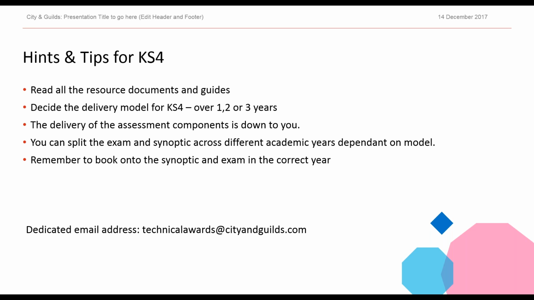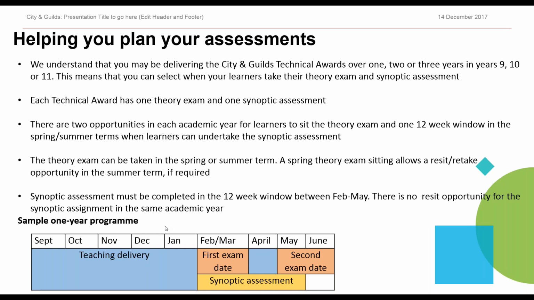So on the next slide, looking at how you can help plan your assessments. Each technical award has 1 theory exam and 1 synoptic assignment. And as we said before, you can choose a 1, 2 or a 3-year delivery pattern in year 9, 10 and 11. What is important to remember is that there are 2 opportunities in each academic year for learners to sit the theory exam and only 1 12-week window in the spring and summer term when learners can undertake the assessment.